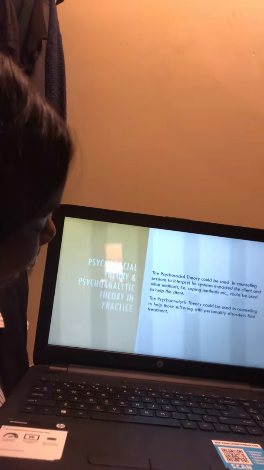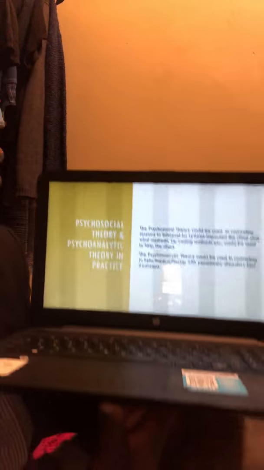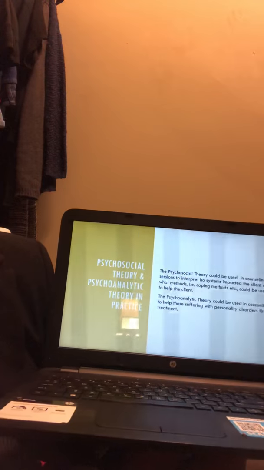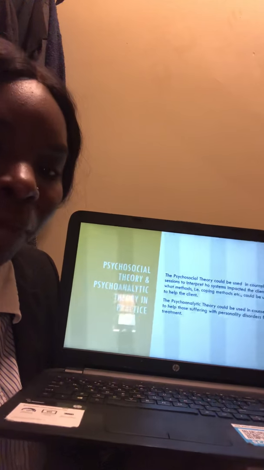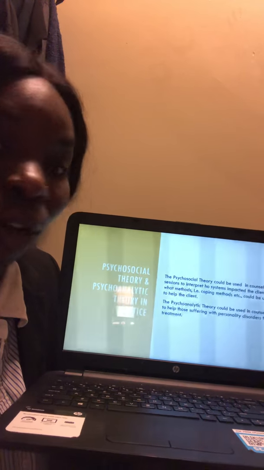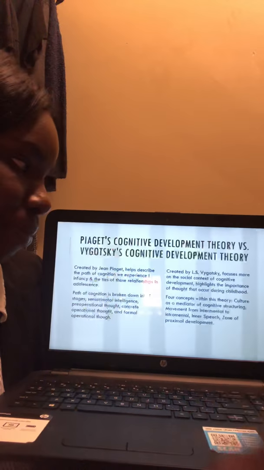So, psychosocial theory and psychoanalytic theory in practice. How can we use these two theories in practice? The psychosocial theory could be used in counseling to interpret how systems impact the client, and what methods, those could be coping methods or central processes for resolving crisis methods, etc., could be used to help the client. And the psychoanalytic theory could be used in counseling to help those suffering with personality disorders find treatment.